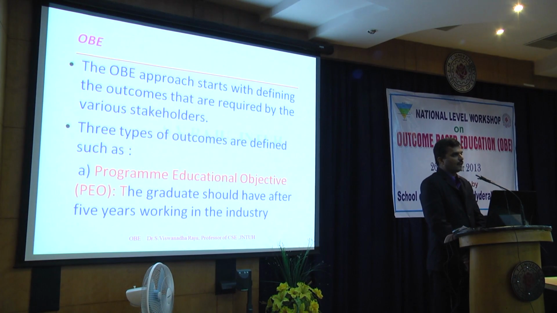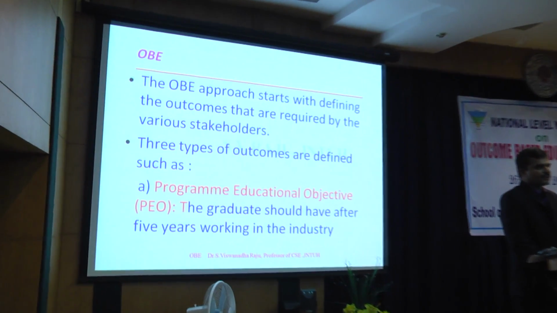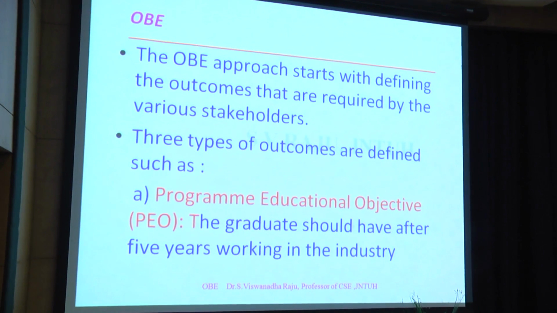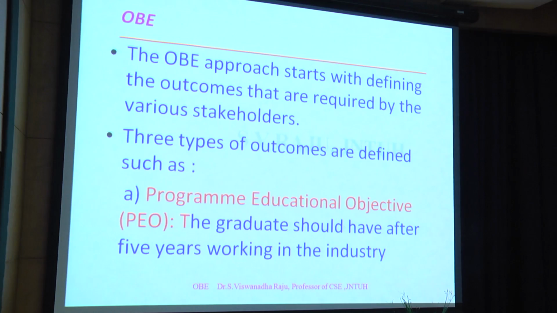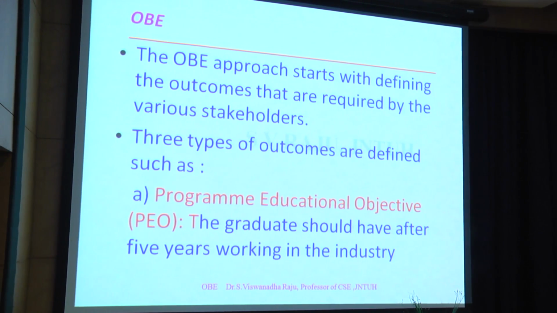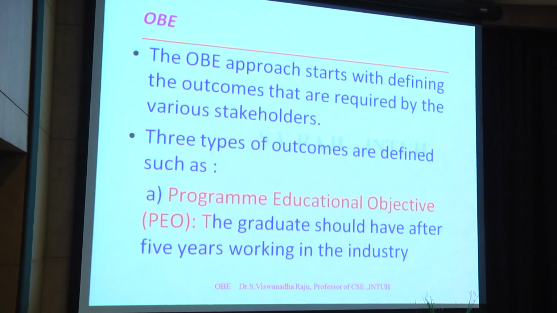It starts with defining the outcomes that are required by the various stakeholders. You know what stakeholders means? Employers, employees, students, alumni students, etc. And it starts with the three outcomes. One is program educational objectives, the second is program outcomes, and the third is course outcomes, or subject or student learning outcome or expected outcome.